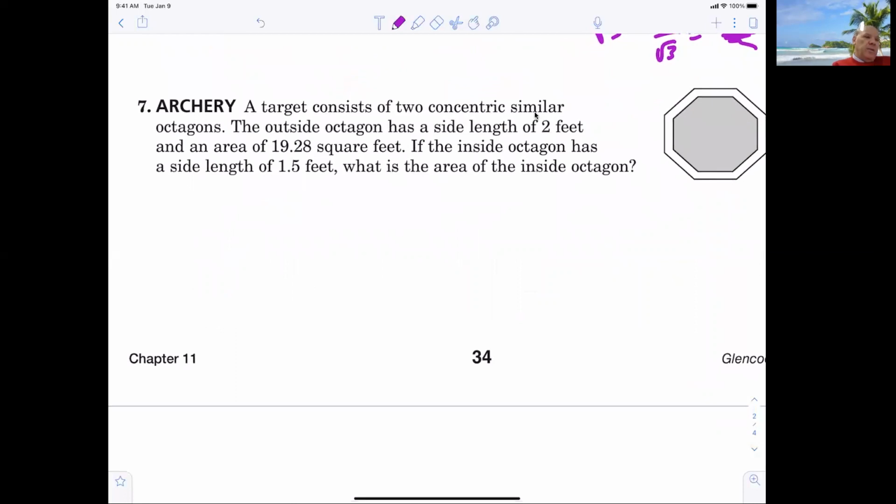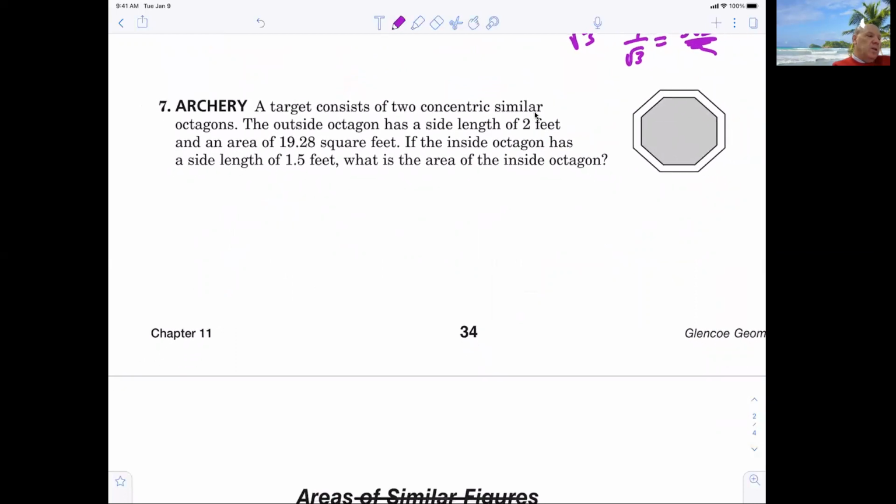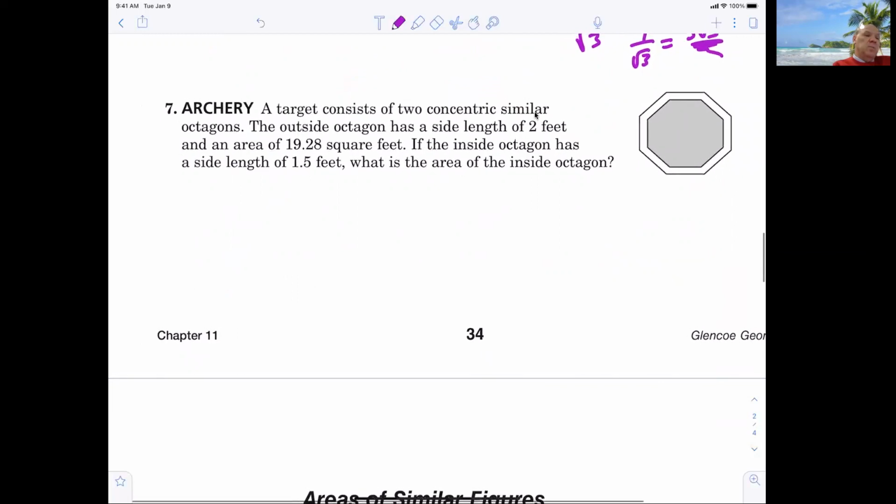Let's see about 7. All right, it says a target consists of 2 concentric similar octagons. Remember, concentric just means it shares a common center. The outside octagon has a side length of 2 feet and an area of 19.28. The inside octagon has a side length of 1.5. What is the area?